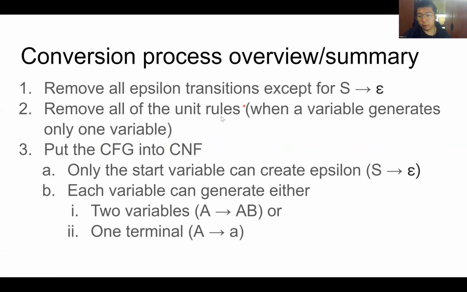We want to remove all the unit rules, which generate a single variable. And we want to follow all the rules of Chomsky normal form, which is that only the start variable can generate epsilon, and each variable can generate either two variables, like A can generate AB, or only one terminal. So you cannot have something like A can generate ABC, or A can generate big A, small a. That's not going to happen.